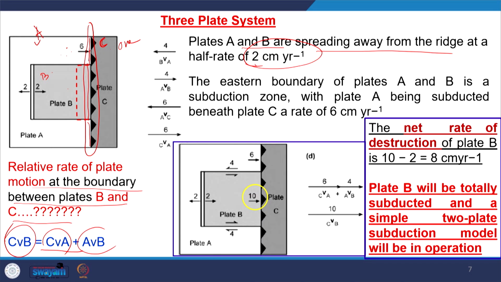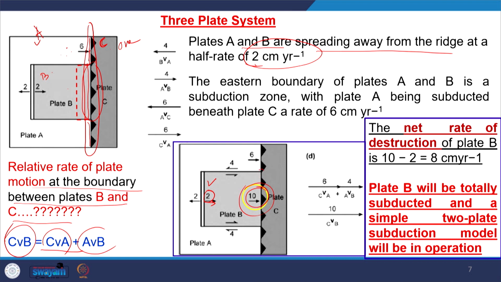So, now let us talk about what exactly is happening here with these relative velocities. Here the net rate of destruction of plate B equals 10 minus 2, equal to 8 centimeter per year, because the relative velocity of plate B and C equals 10 centimeter per year. However, plate B is increasing its area, adding 2 centimeter per year. So, what is the net loss? Equal to 8 centimeter per year, because 2 centimeter is being added, but 10 centimeter is being consumed. So, annually 8 centimeter of plate B is being consumed under plate C.